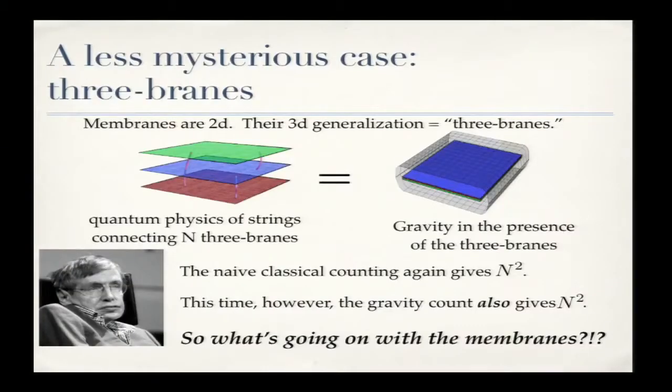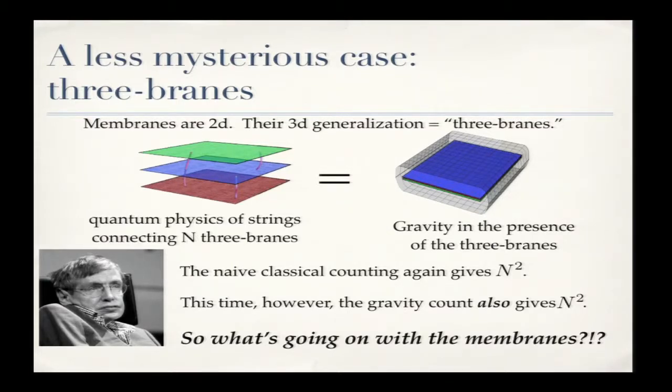In particular, there can be strings connecting them, and the quantum physics of strings connecting n 3 branes is equivalent to gravity in the presence of these 3 branes. And we can again ask the same question: what's the number of kinds of particles that can move in 3 dimensions in this case? And the naive classical counting, where we're just counting strings, again gives n squared because we haven't changed anything. But this time, however, gravity, using the rule set out by Hawking, the gravity count also gives n squared.